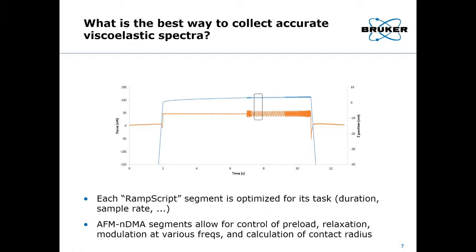So if we want to collect spectra with low frequencies and not just limit ourselves to a single frequency, the best way to do that is to use a script or a series of measurements that can all be optimized to their tasks.